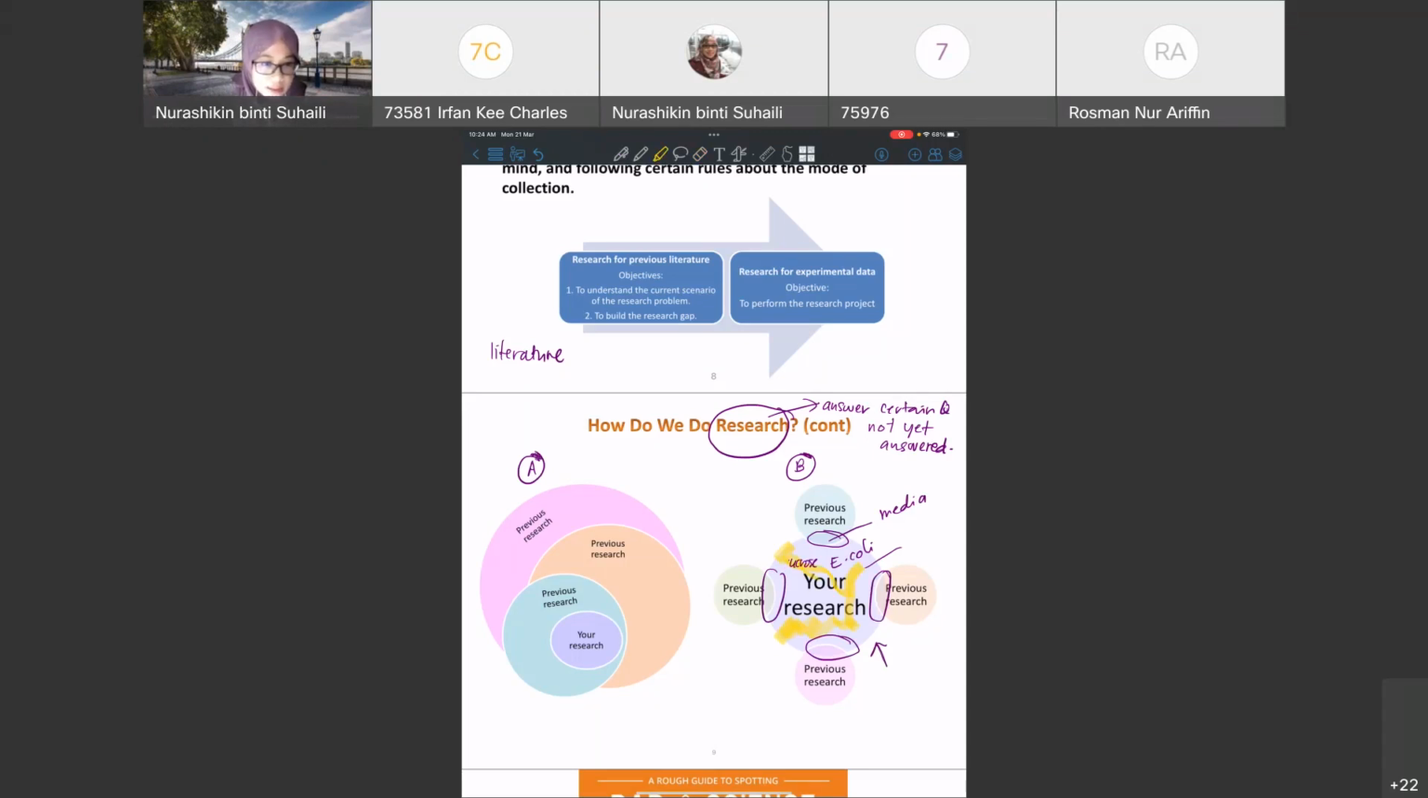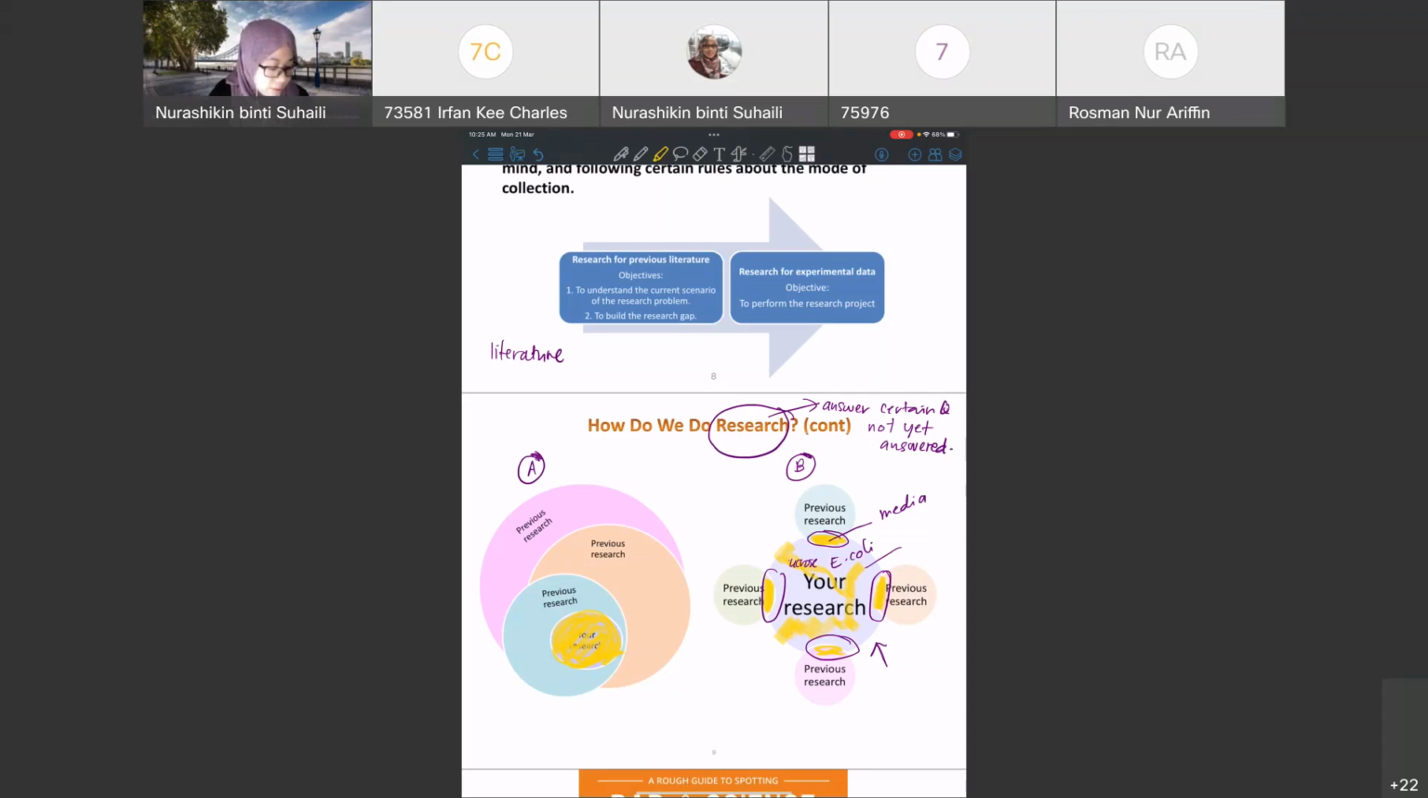A is not correct because your research, if you see the diagram here, overlaps with others. Maknanya you buat apa orang lain yang dah buat. So maknanya dia tak ada new thing. Of course, macam tadi lah, overlap ni boleh, tapi you must come up with extra things that you want to investigate. Okay, overlap ni tak salah sebenarnya, tapi dia mesti ada extra things. That's what I can say.